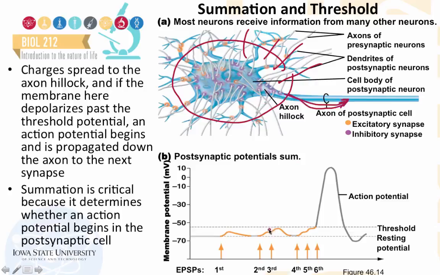So if you look at a graph of the change in membrane potential as these EPSPs and IPSPs come in, the excitatory potentials are going to add up if they occur close together in time, but these still don't reach the threshold potential, which is around minus 55 millivolts. And if these EPSPs occur close in time and bring the membrane potential closer to the threshold, it makes it more likely for an action potential to result in the postsynaptic cell.